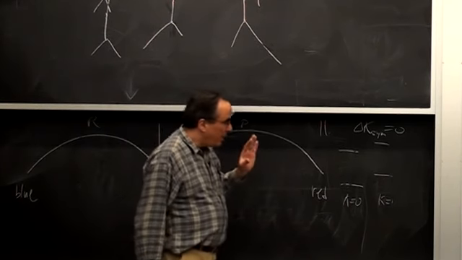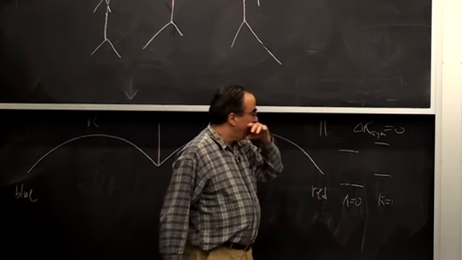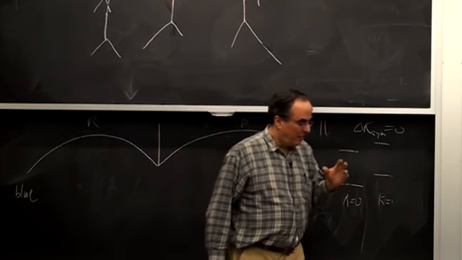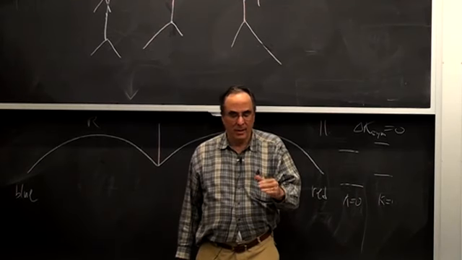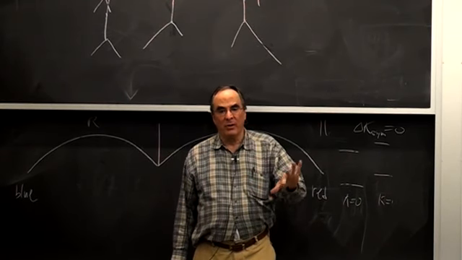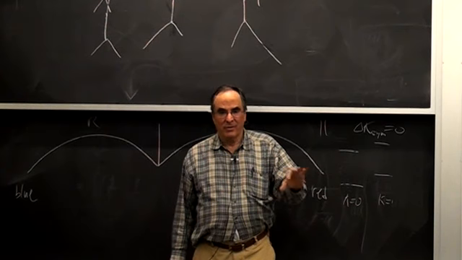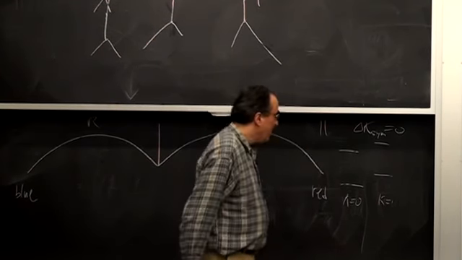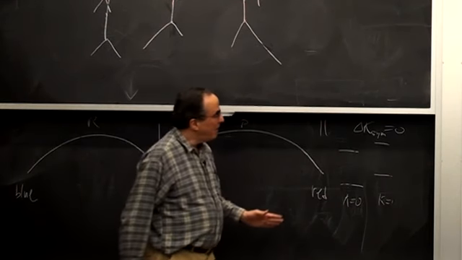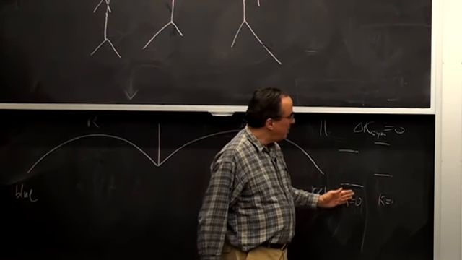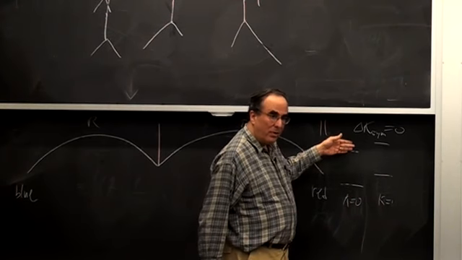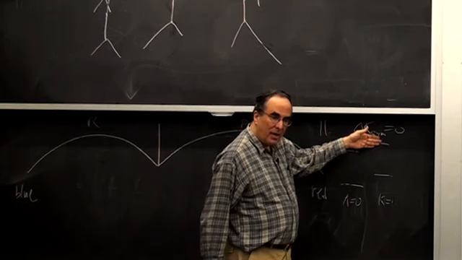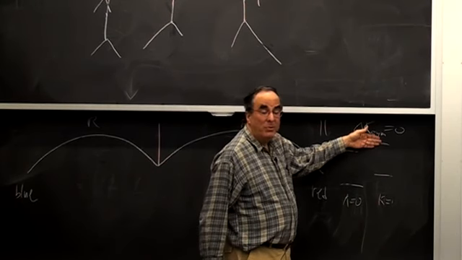Now, one really important thing is that for a prolate top, the J structure is smaller than the K structure. For an oblate top, the J structure is larger than the K structure. But for both kinds of tops, if you have a parallel transition, the 0 to 0 transition and the 1 to 1 transitions are going to be almost on top of each other.